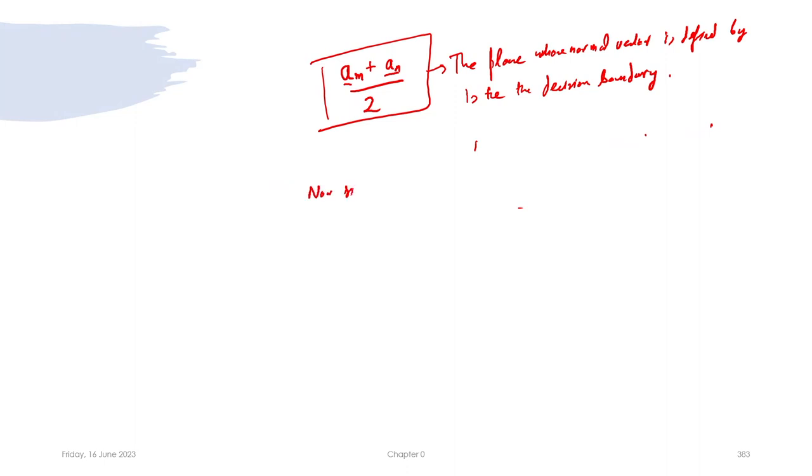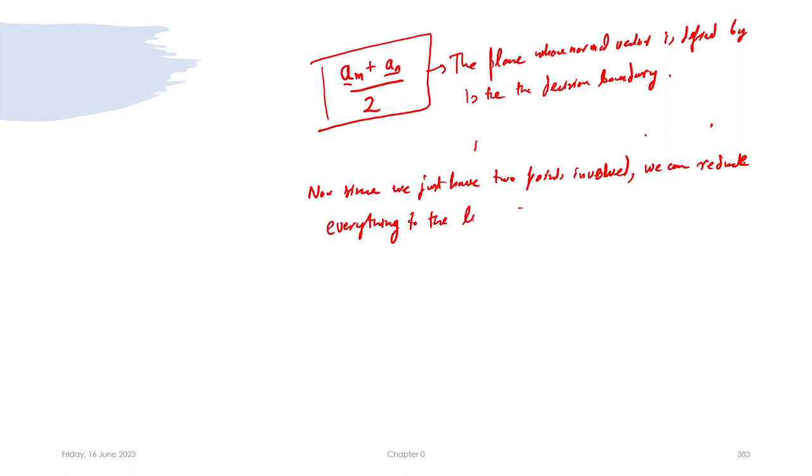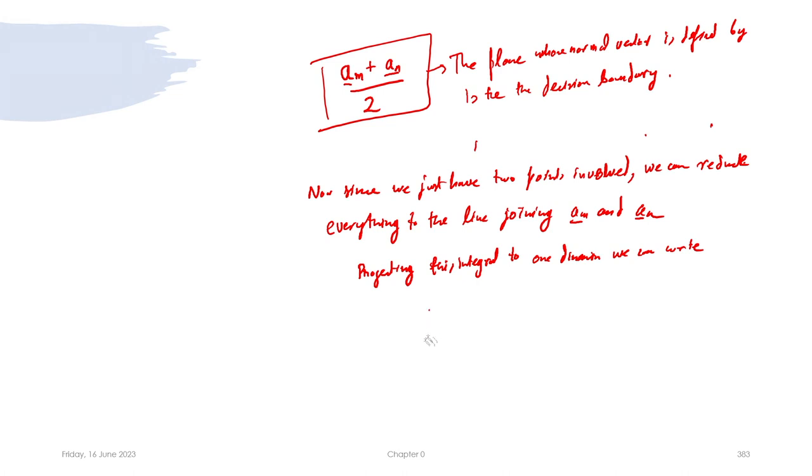Now, since we just have 2 points involved, we can reduce everything to the line joining a m and a n, and projecting this integral to one dimension, I am skipping a few steps.